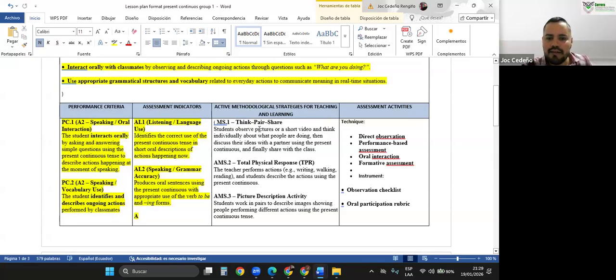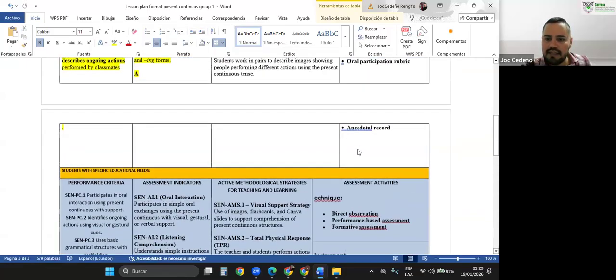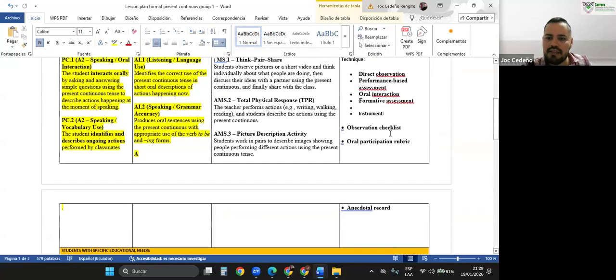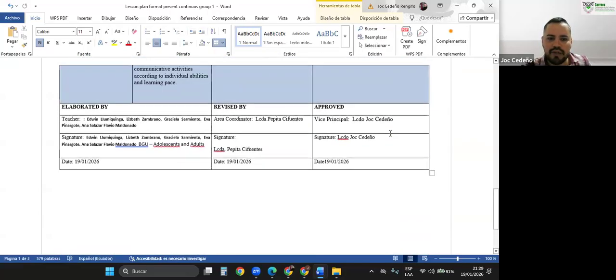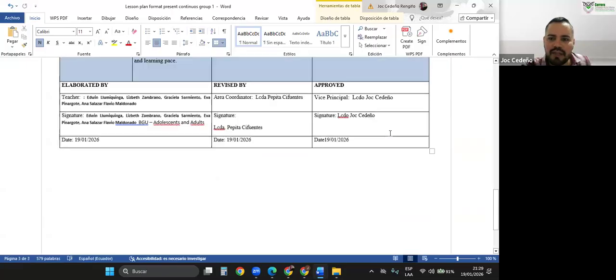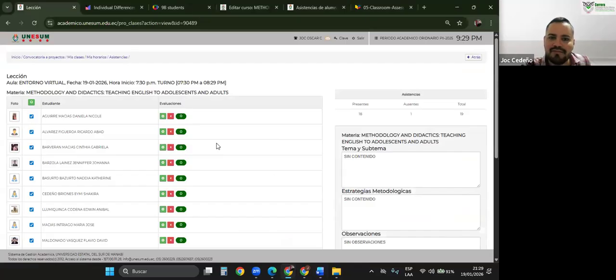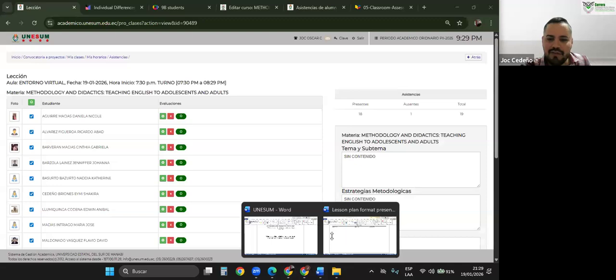Then we have this think, pair, and share, total physical response, picture description activity. The technique was good, the observation checklist, okay, but where is the checklist? You put here checklist, rubric, but where is the checklist in the rubric? I don't see it. Where is the rubric? Hello, can you hear me? Yeah, you need to add the rubric. If you put rubric or checklist, you need to put it in the lesson plan.